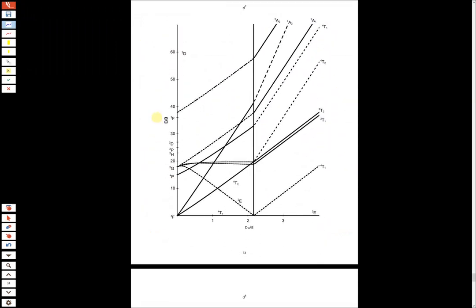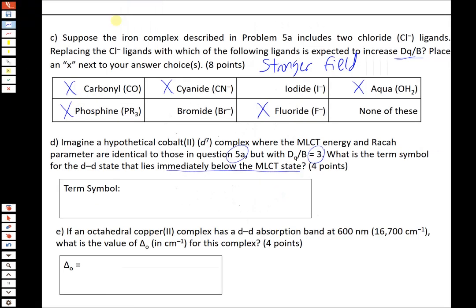Same MLCT energy, same B parameter, so it's going to have MLCT right here at E over B equals 20, and then dq over b equals 3. So there's only one DD state that's below MLCT, which is this quartet T1 here. So in this case with cobalt-2, you only have a single state to worry about that's going to be below, but it looks like it's going to be below at all values of dq over b. But it's going to be that single quartet T1 that lies below in the right side, the strong field side of the diagram.